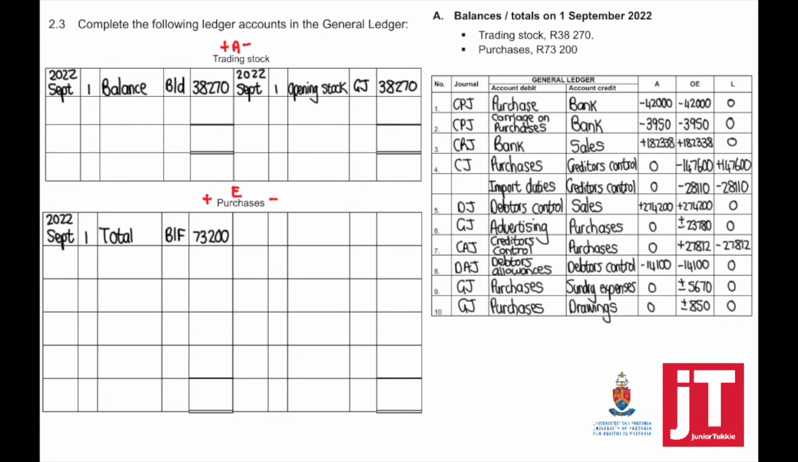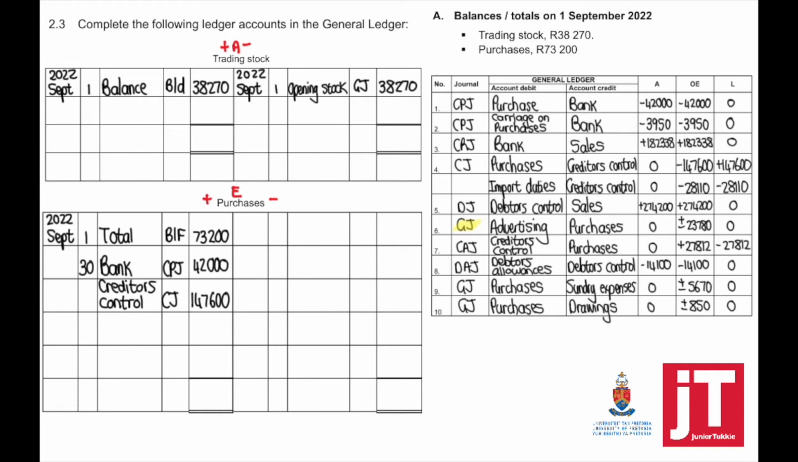Starting now with all the transactions, looking at the first one, CPJ, we've purchased trading stock from the CPJ, the purchase account is going to be debited. My details is bank 42,000. On day 4, goods were purchased on credit. From the creditor's journal, my details is creditor's control, and the total 147,600.